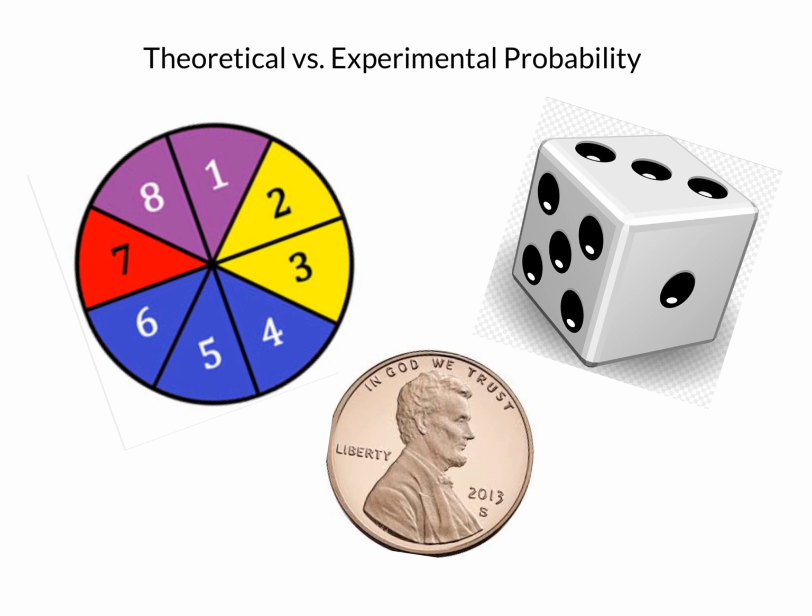Okay, so today we're going to talk about two different types of probability, theoretical and experimental. And we're going to apply both of those to some of the objects that you see: the spinner, the dice, or the die, and the penny.